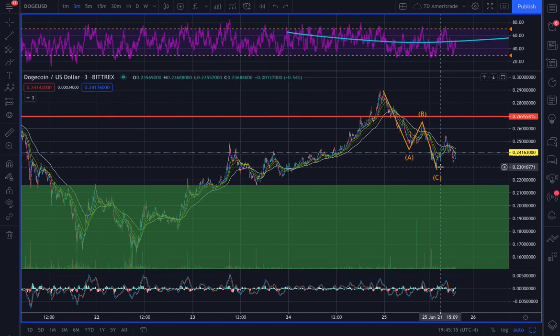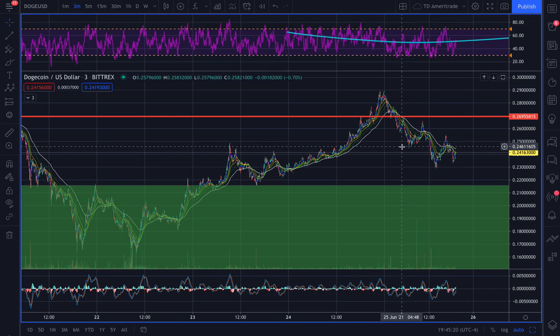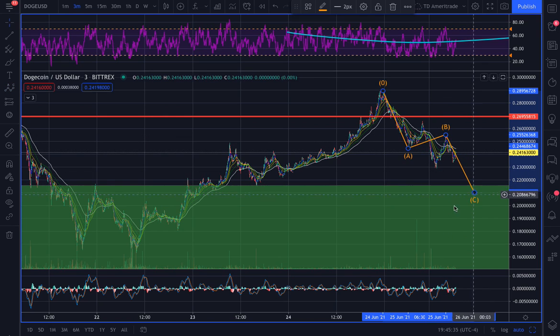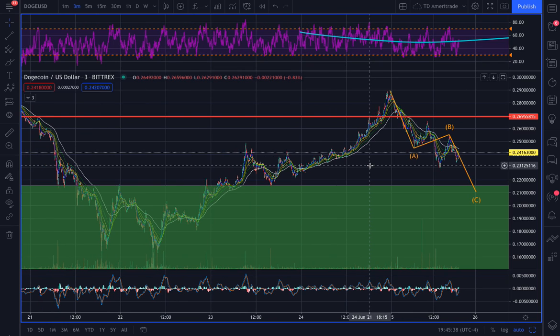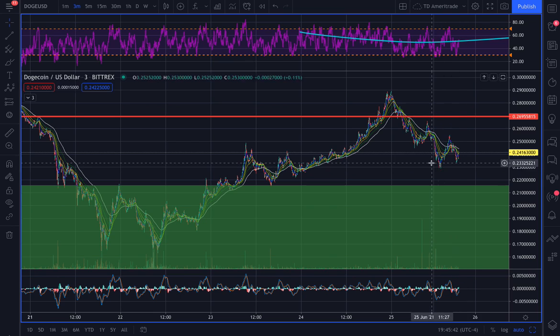Or maybe this was 1, 2, 3, an expanded flat kind of sideways, and C is going to be down here. Possibly. Or this could be done and could go back up.